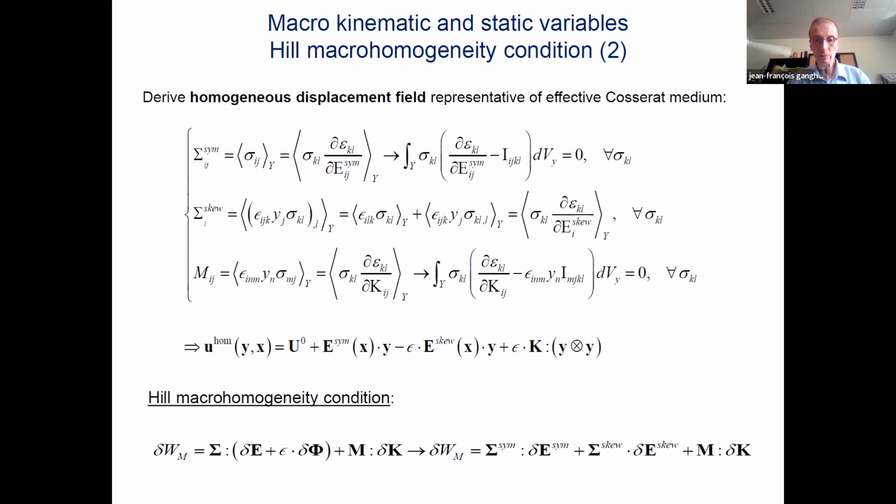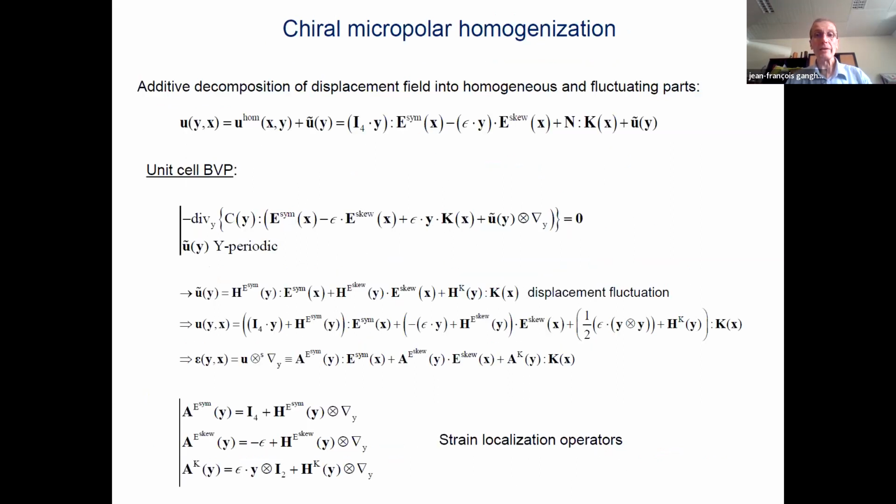So we recover at the macro scale the work of internal stresses with the conjugated kinematic variables. Then, of course, we have to solve for the fluctuation. So we impose the macroscopic kinematic variables on the unit cell, and then we solve these unit cell boundary value problems in a staggered manner. First for Cauchy properties and for Cosserat properties.